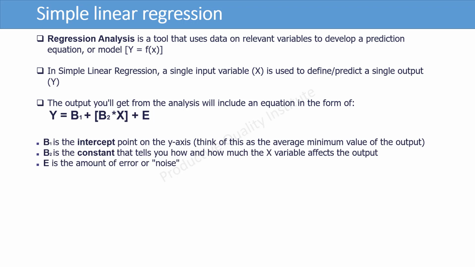b1 is the intercept point on the y-axis. Think of this as the average minimum value of the output of the model. b2 is the constant that tells you how and how much the x variable affects the output. E is the amount of error or noise.